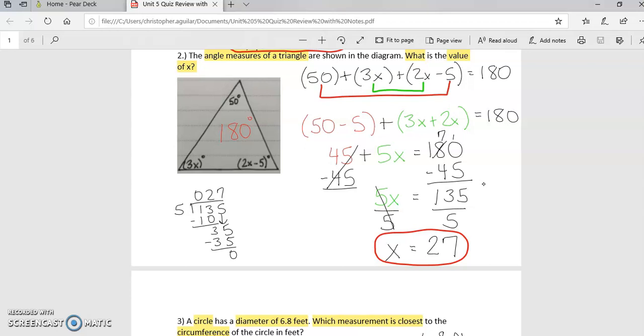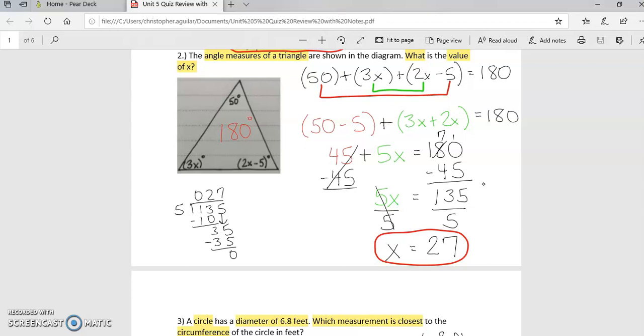The red group, 50 minus 5. The green group, 3x plus 2x. And again, that's still all equal to 180. So 50 minus 5 is 45. 3x plus 2x is positive 5x, and then all of this is equal to 180.